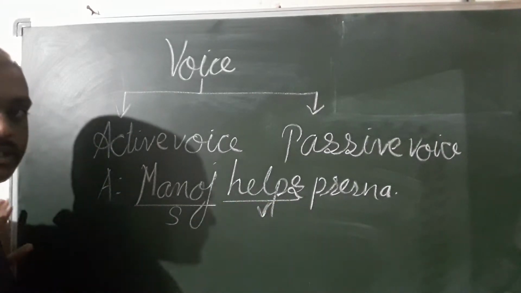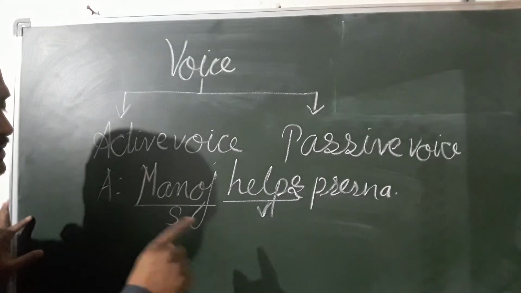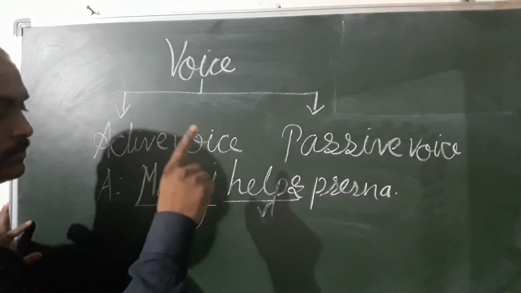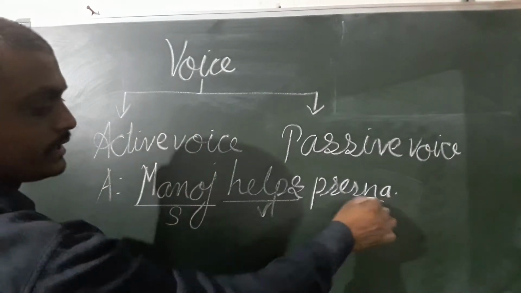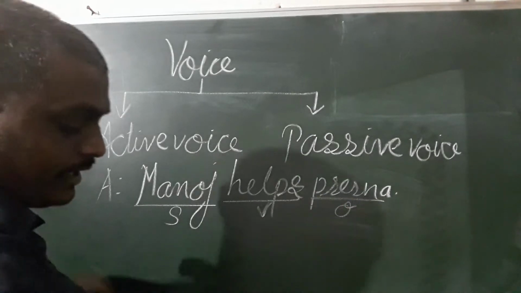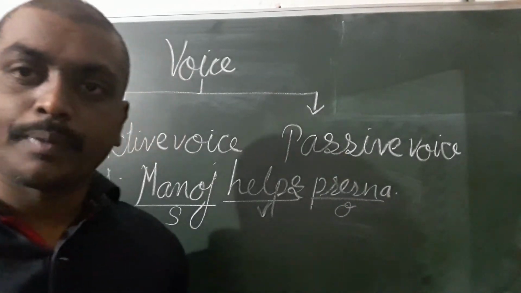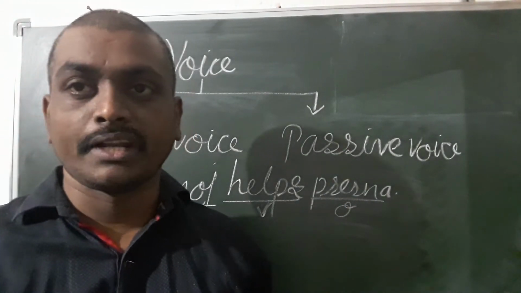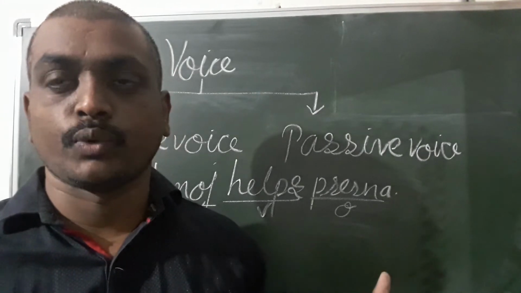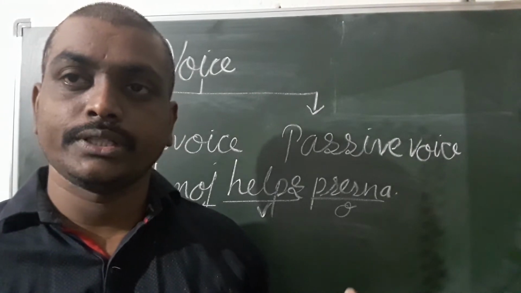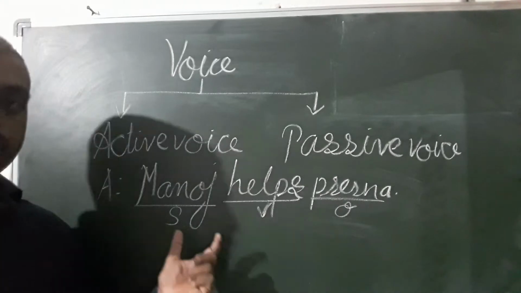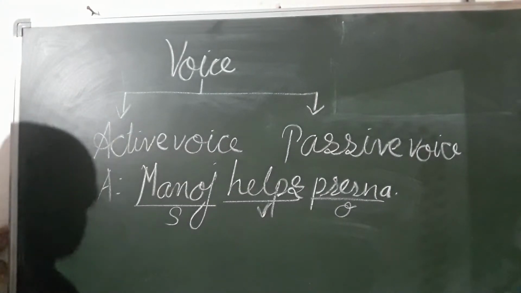The word help stands there in the form of verb. And what is the receiver of an action? Prerna is the receiver of an action. Prerna is not doing any kind of action, she only receives the action, so she is in the passive position. Have you understood the sentence? It is in the active voice. So this is the example of active voice.